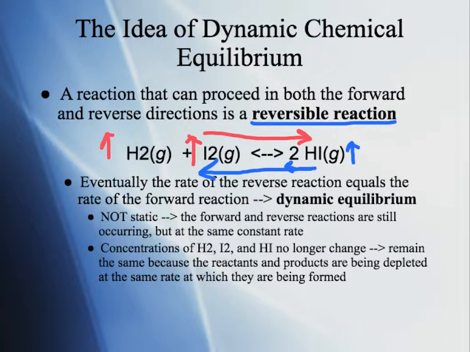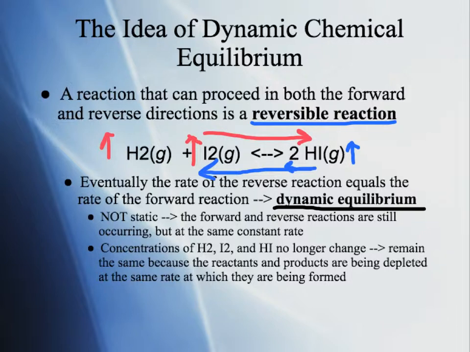Now, eventually, the rate of the forward and the reverse reactions are going to be equal, and that's what we call dynamic equilibrium. Dynamic means that it's not static. There's still things going on. The forward reaction and the reverse reaction are still taking place, but at the same constant rate. So if you took a snapshot, it would look like nothing was happening, because the concentration of the products and the concentration of the reactants would not be changing. However, they are still occurring because the forward rate is equaling the backward rate.